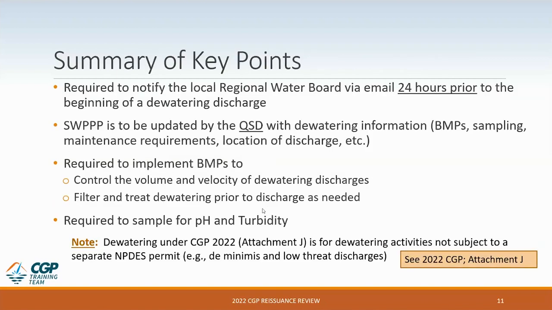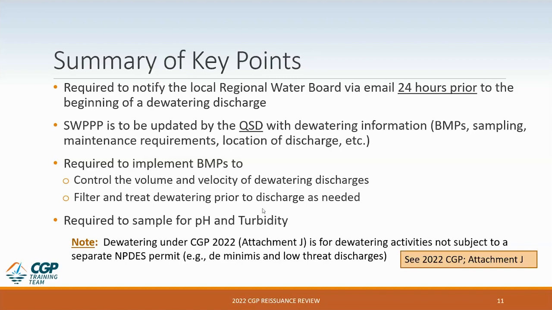Summary of key points are: 1, make sure that prior to performing a dewatering discharge, that you notify the Regional Water Board within 24 hours of the discharge. The SWIP is to be updated by the QSD with dewatering information, and that information, again, is to include BMPs, your sampling maintenance requirements, the location of discharge, etc.